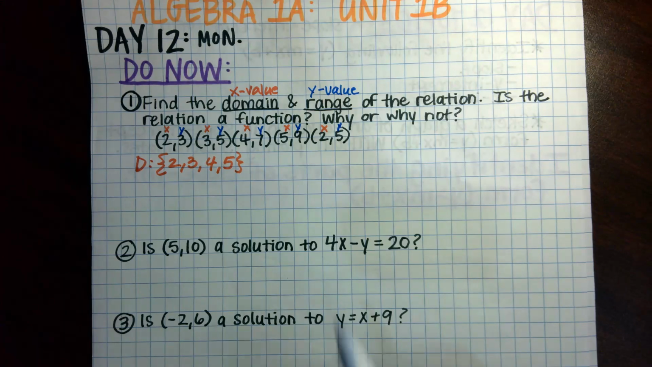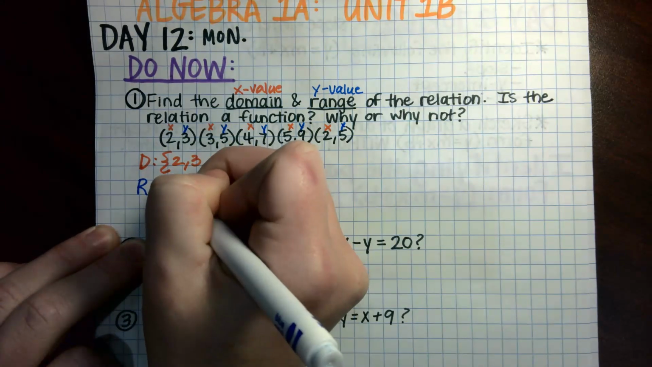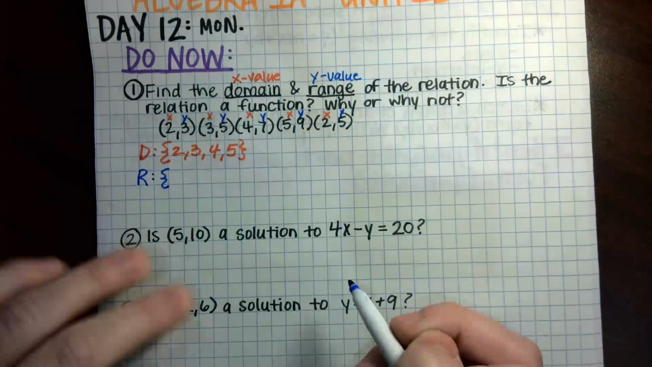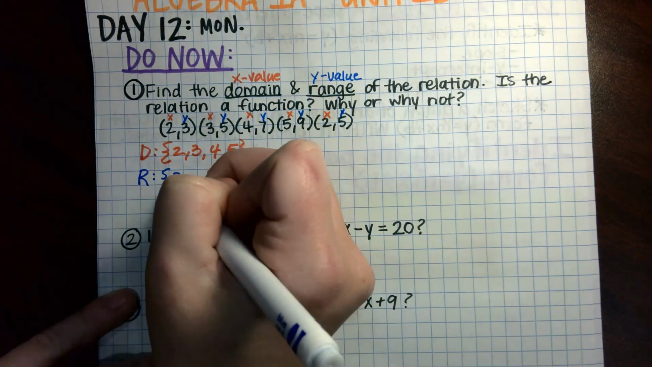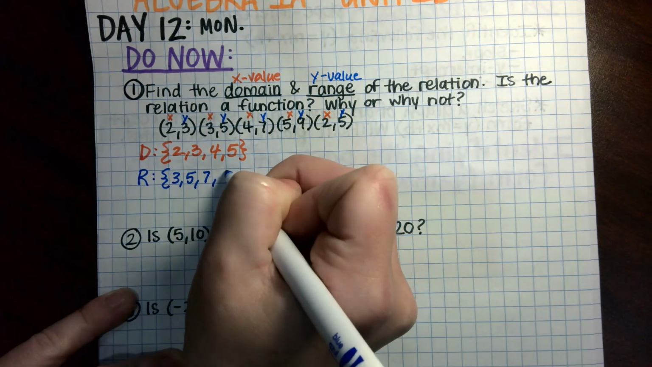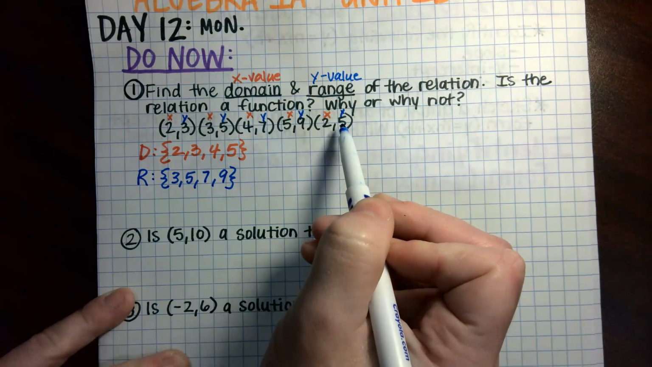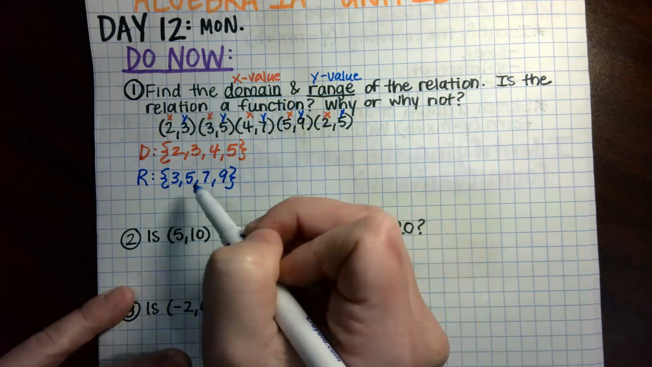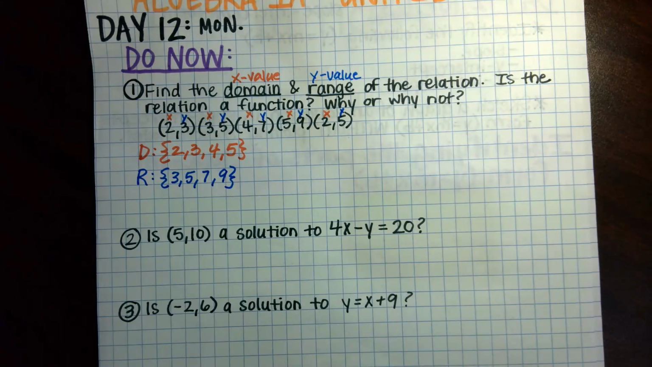Okay, let's move on to range. Now we're looking at y values. We'll start with a bracket just like domain. What are our numbers? Perfect. 3, 5, 7, 9. And just like in the domain, we don't have to write that last 5 because we already included a 5 right here. Okay, we have found our domain and our range.